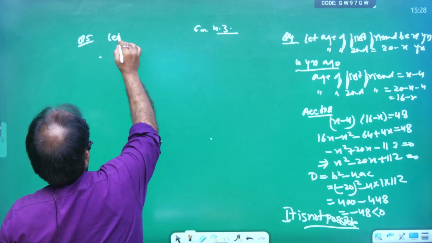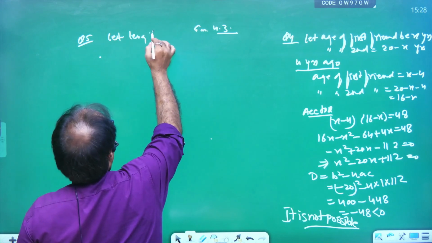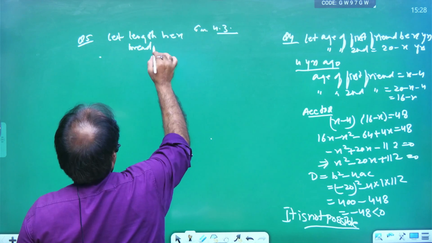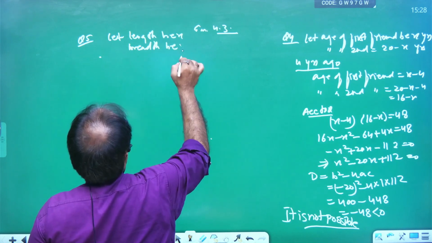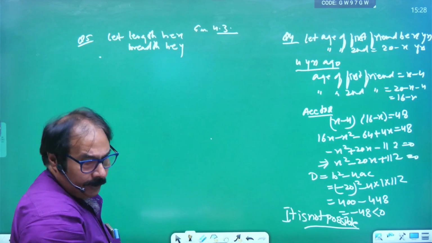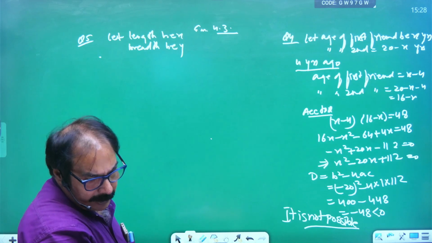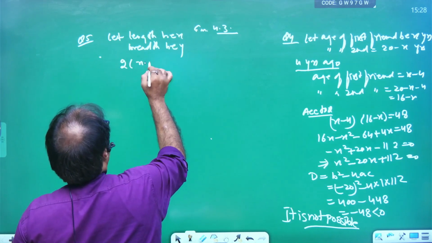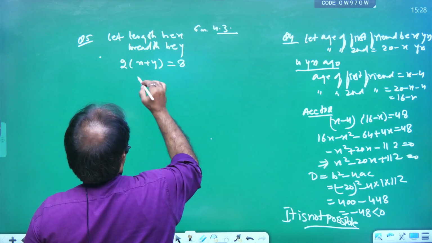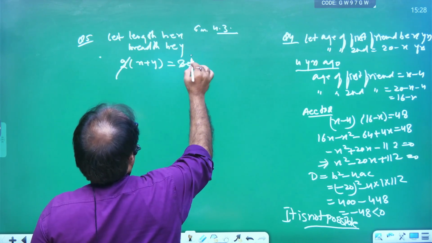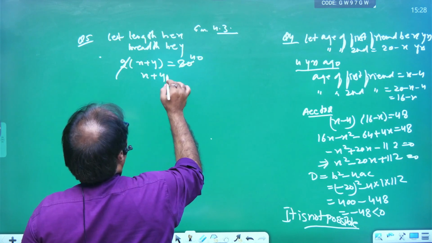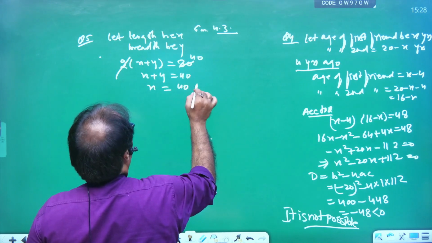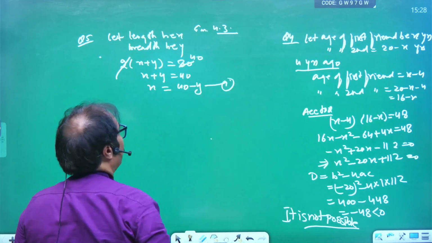So let length be x and breadth be y. Okay, I am using two variables, and according to the question, the perimeter is 80 meter. So perimeter means 2 into (x plus y) is equal to 80. Okay, so we can cancel out. So x plus y is equal to 40. So it means x is equal to 40 minus y, call it number 1.